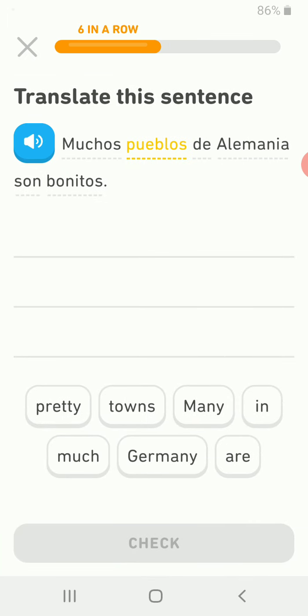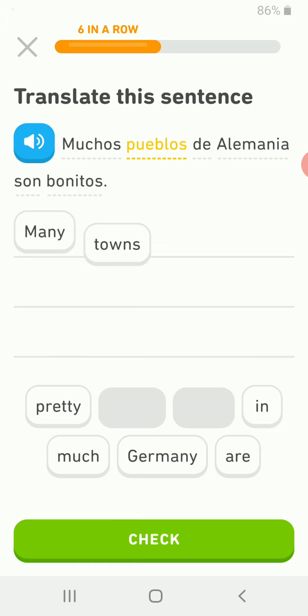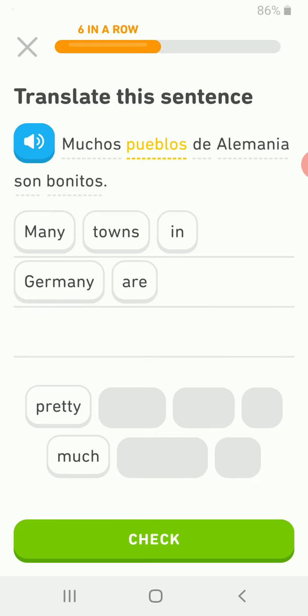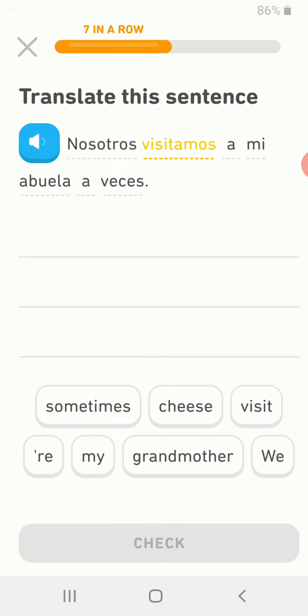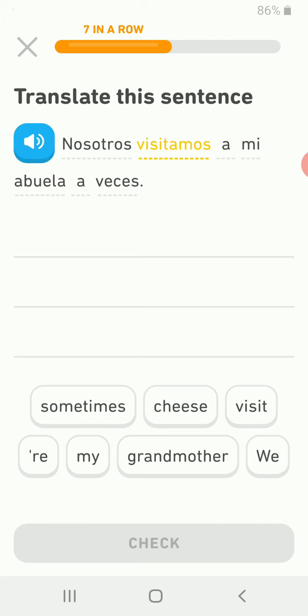That's quite easy. Muchos pueblos de Alemania son bonitos. Muchos, many towns. So many towns in Germany. So muchos is many, yeah. Many towns in Germany are pretty. So that's how it is. And we didn't say much because it's a countable noun, so we have to use many. Much is for an uncountable noun. So let's continue.